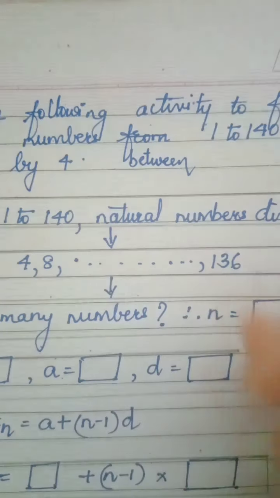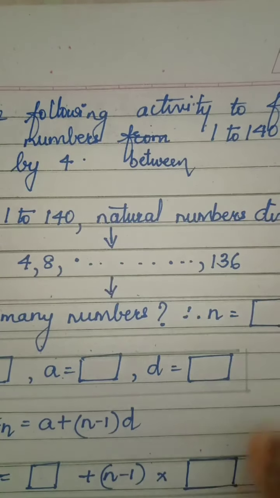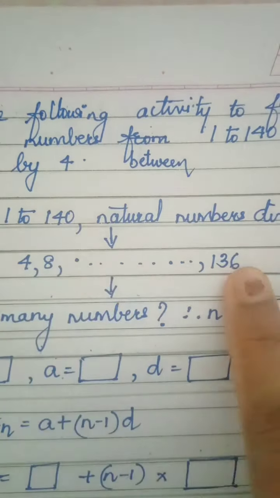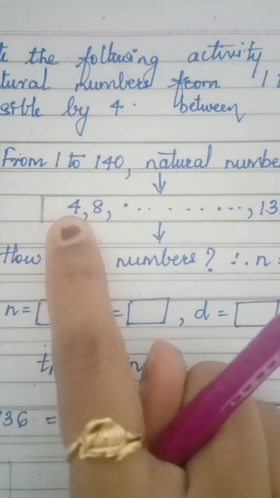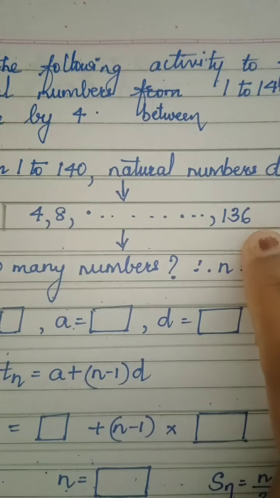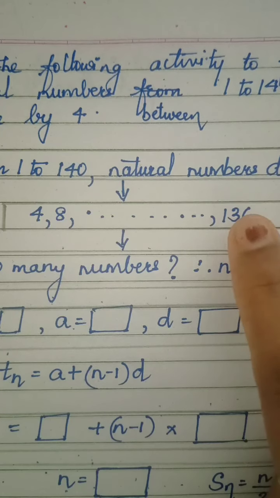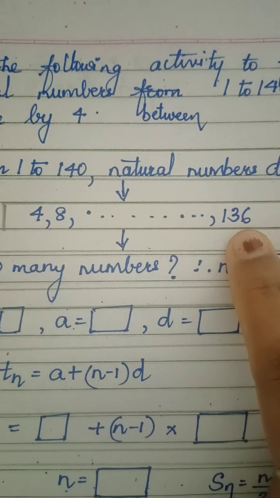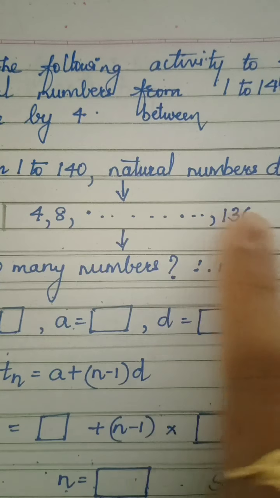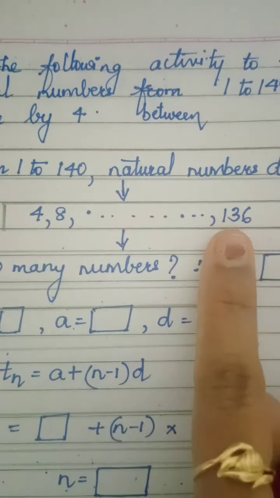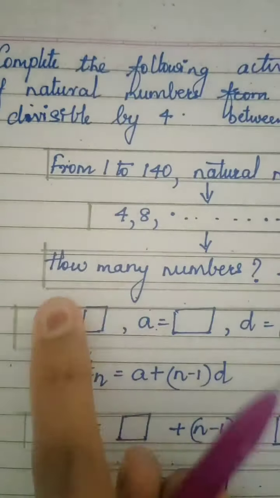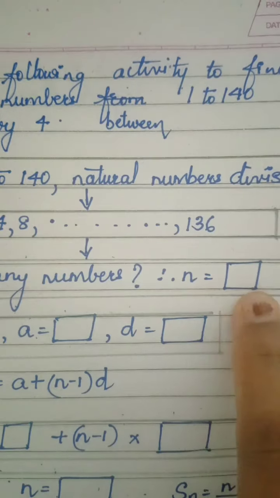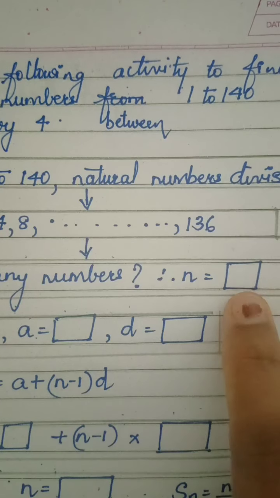Okay. So that all we'll leave aside. We will take the AP that they have provided us. So in this AP, first term is 4 and last term is 136. What is the position of 136? That we don't know. This is first term. This is last term. But which is this term number? We don't know. So how many terms, n is equal to question mark? That we have to find out.